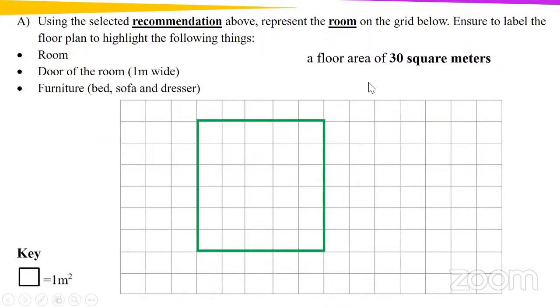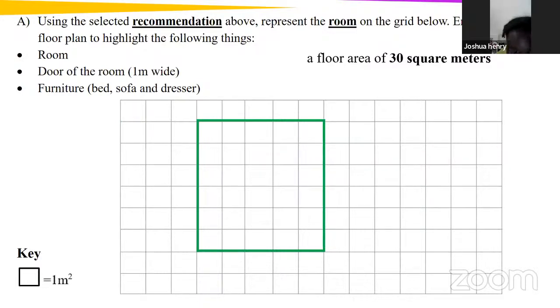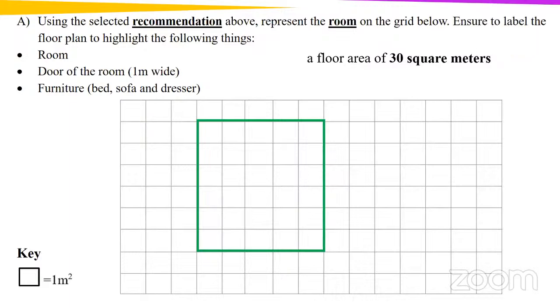What would be this representation? Okay, I'm going to ask Joshua. Joshua Henry, would you like to respond? Go ahead, Joshua. This is 10 by 5.